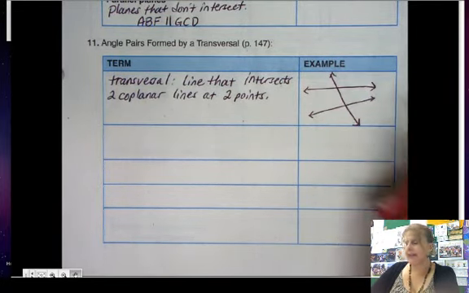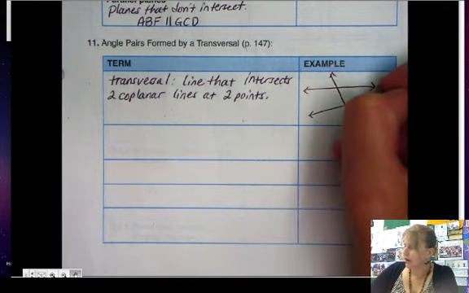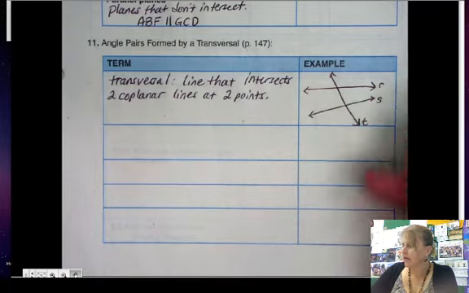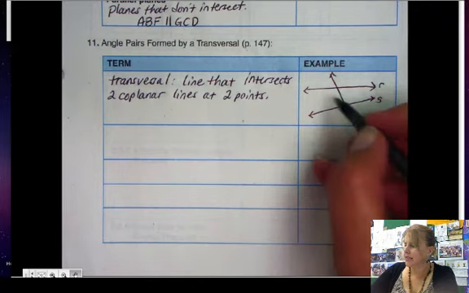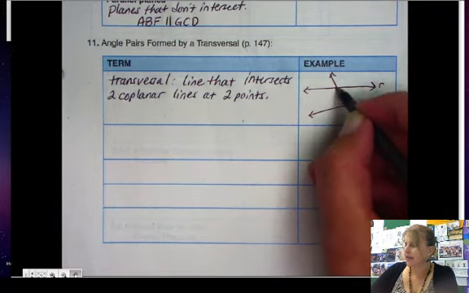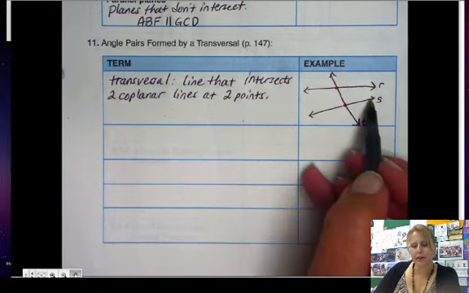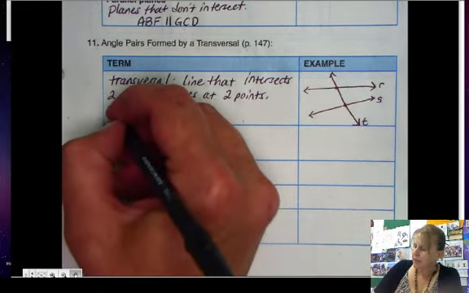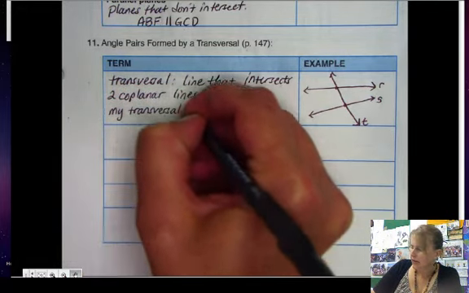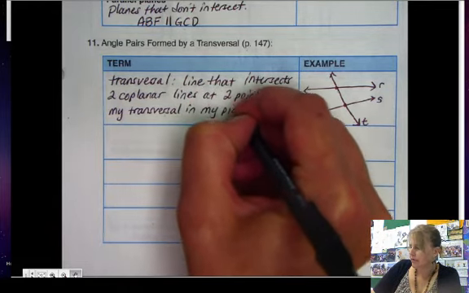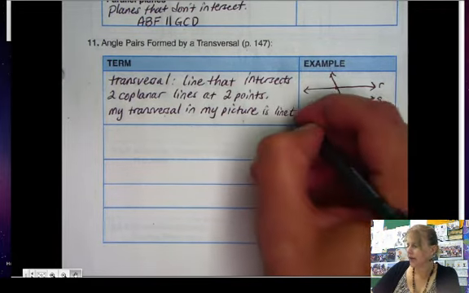So you'll notice that this line here, we'll call it line T, and this will be line R, and this will be line S. So line T is the transversal between R and S because it crosses R and S at 2 separate points, and also R and S are coplanar. So in this example, my transversal in my picture is line T, okay?